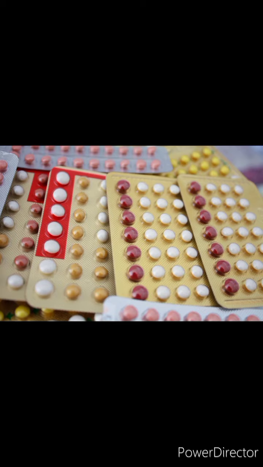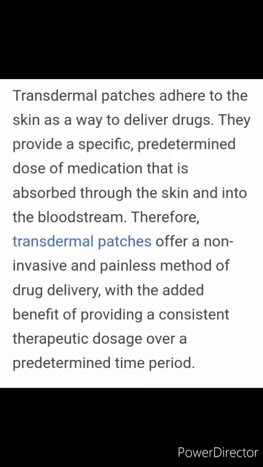Next is the transdermal patch. So it adheres to the skin as a way of delivering drugs. They provide a specific predetermined dose of medication that is absorbed through the skin and into the bloodstream. Transdermal patches offer a non-invasive and painless method of drug delivery, with the added benefit of providing a consistent therapeutic dosage over a predetermined time period.